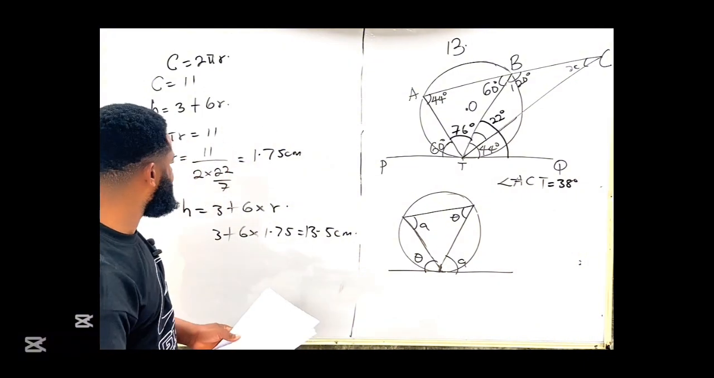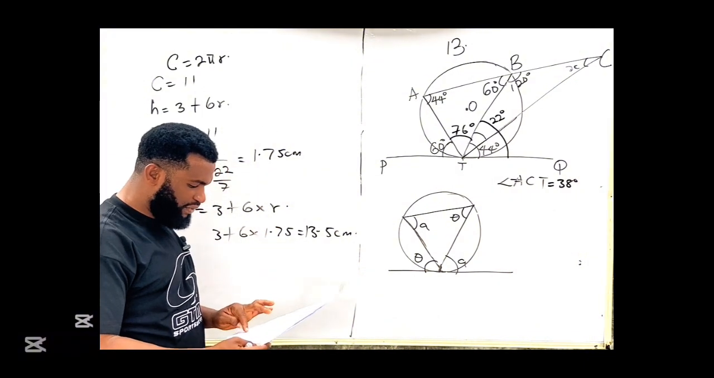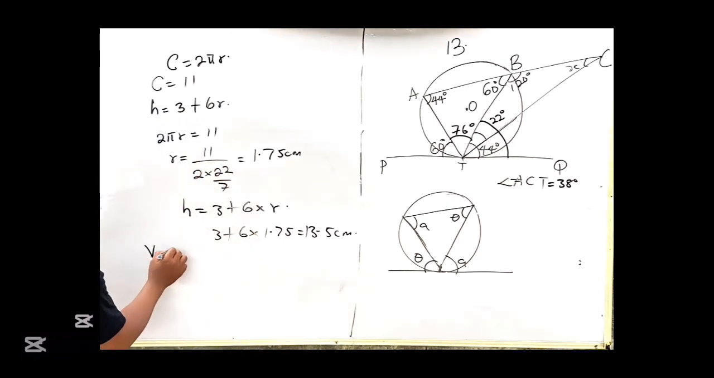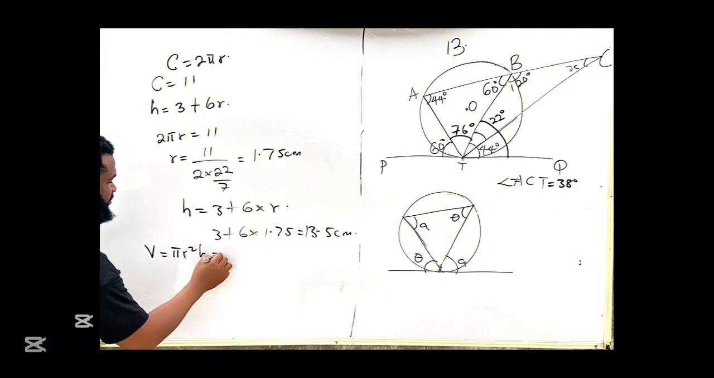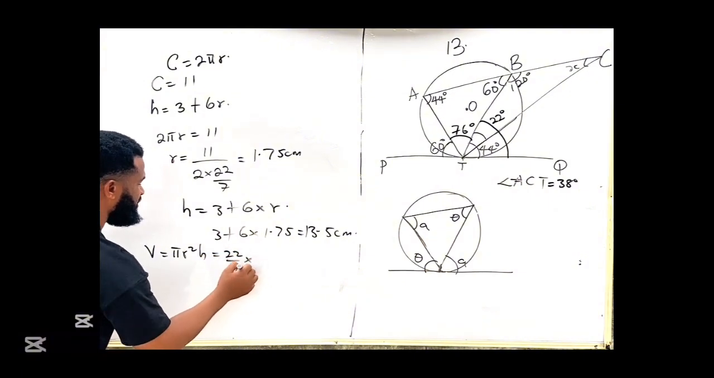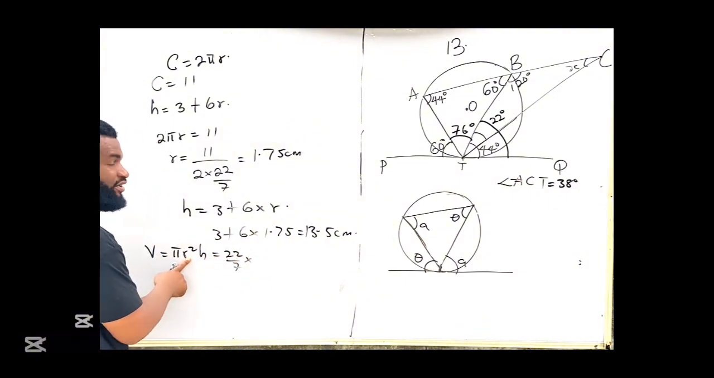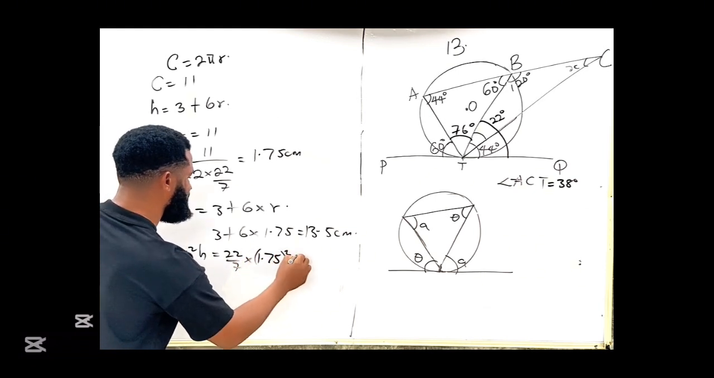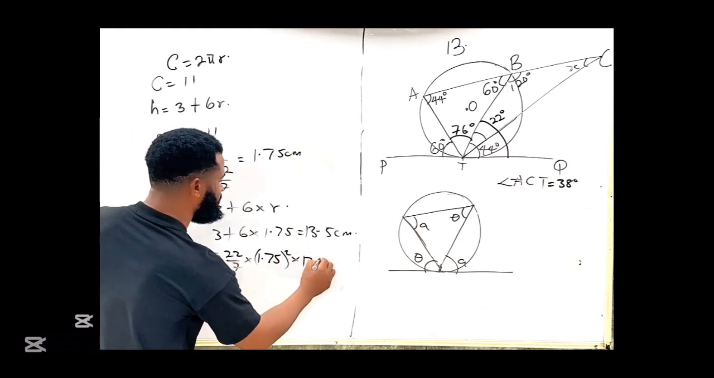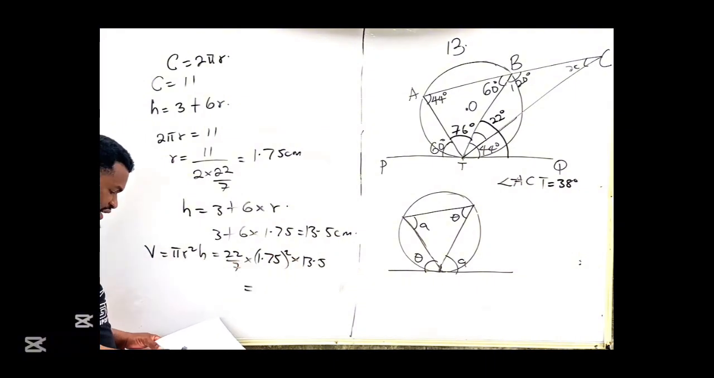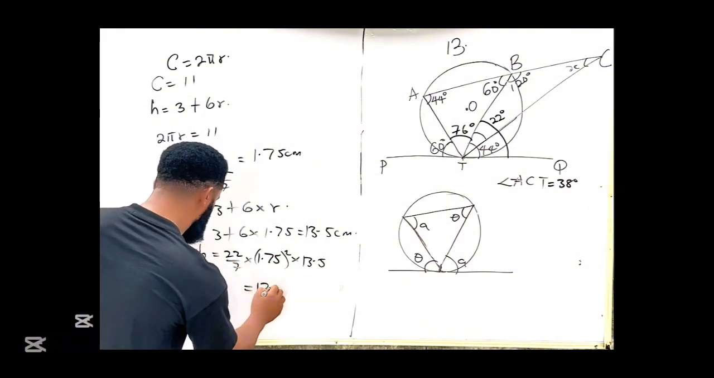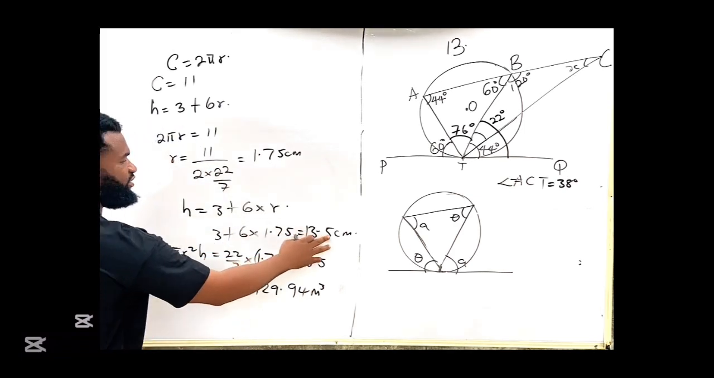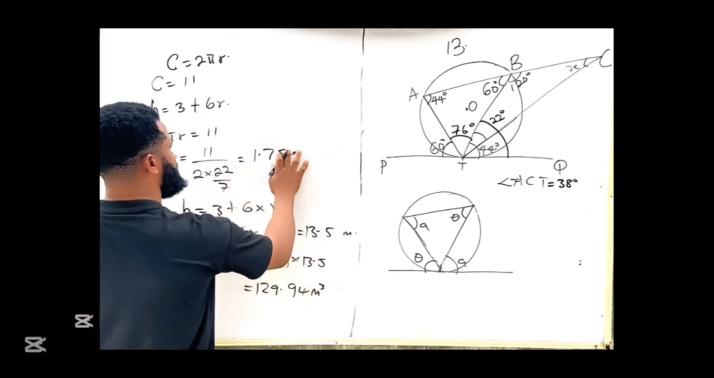And the last question, they say we should find the volume of the cylinder. Volume of the cylinder is given as pi r squared times height, which is 22/7 times r, where r is 1.75. Remember, it's squared, times height. Height is 13.5. And if you multiply them through, you're going to have 129.94 meter cube.